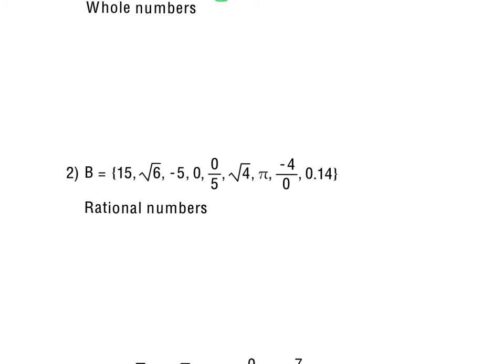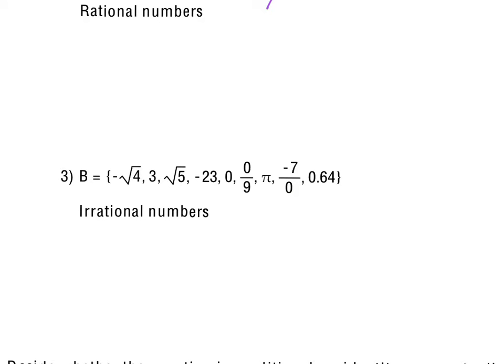Next we'll take a look at which of these numbers are from the set of rational numbers. So I think I'll just cross off the ones that do not work. So square root of 6 does not work. It doesn't simplify to be a rational number. Negative 5, 0, 0 over 5, and the square root of 4 all work. Pi is not rational. Negative 4 over 0 isn't even real. It's an undefined value. And 0.14 being a terminating decimal is rational.